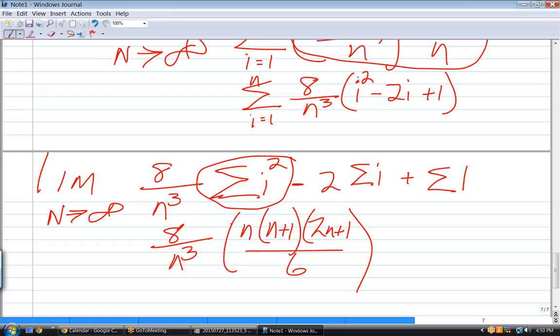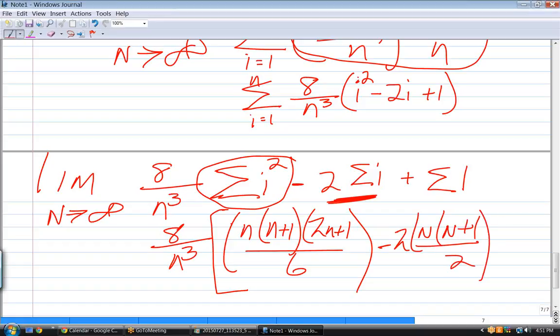So, but I guess that's the way it works. Sometimes I don't understand when they treat stuff that way, and it gets a little mystifying. But I guess the middle part becomes 2 times n plus 1 over 2. That's the summation formula for sigma i. And finally, the sigma 1 turns into an n.